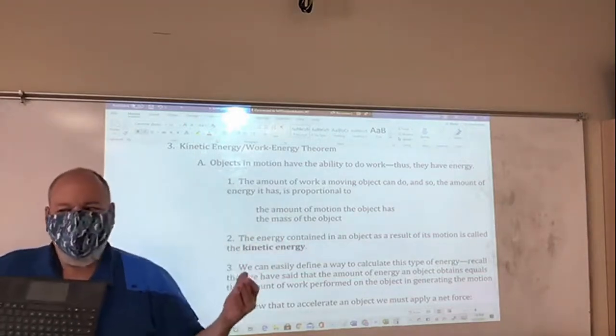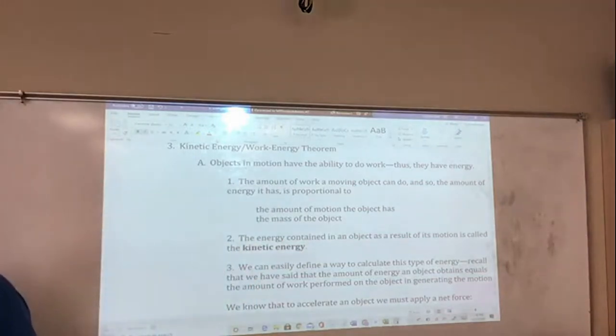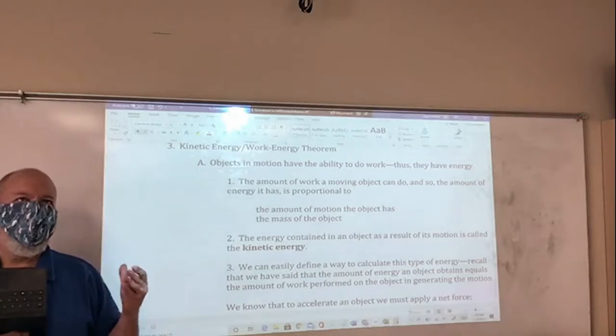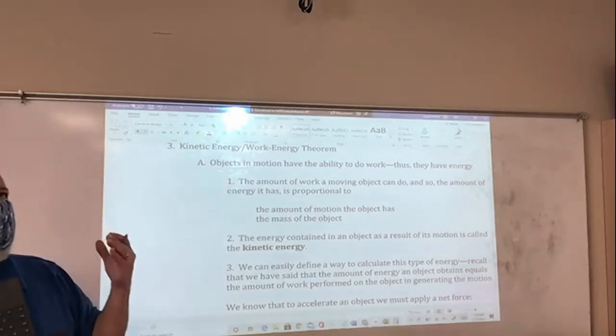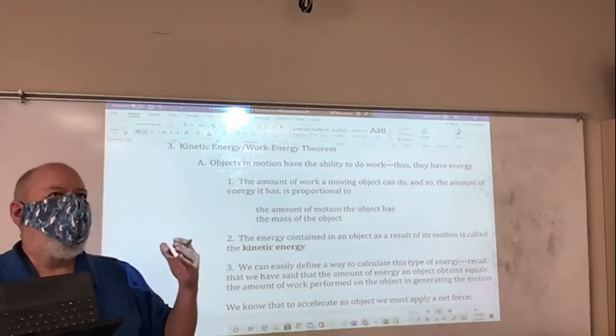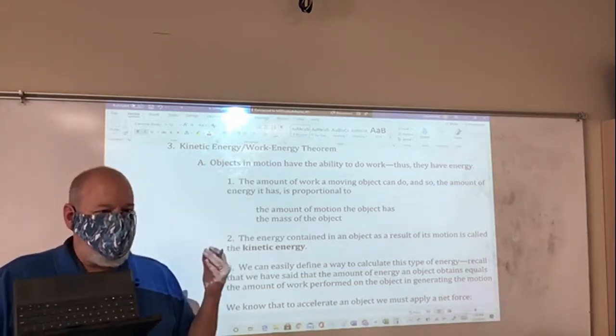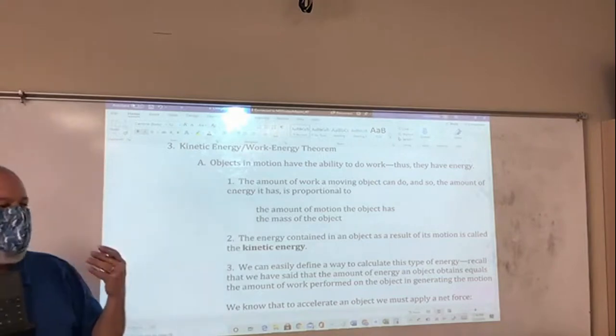The amount of stuff I do on the object is the amount of stuff that it gets. So I don't even try to think about this idea. It's the ability to do work. I kind of look at it from the perspective of, well, what work did I have to do to give it that ability in the first place? And that helps a lot for me.